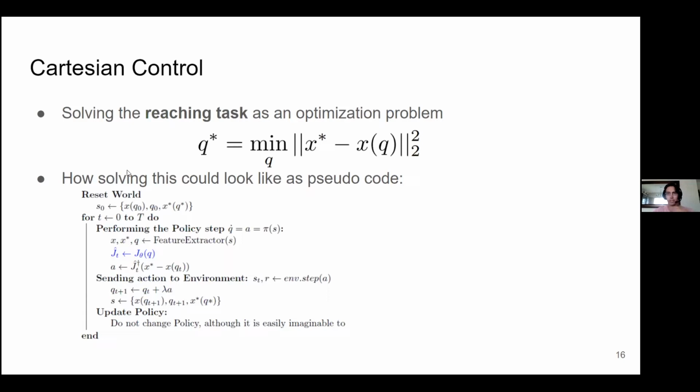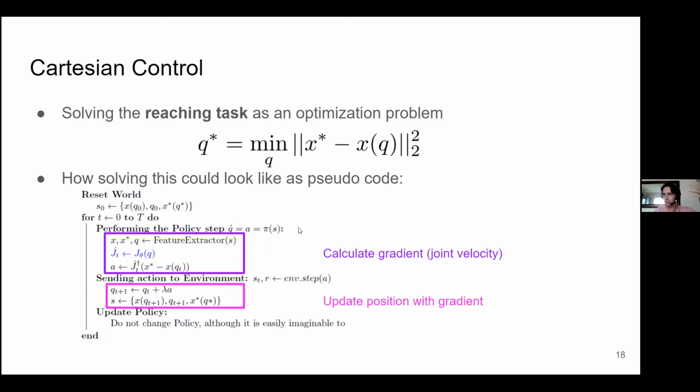If you wanted to put it into a control loop setting, you can define it something like this. In the first step, we calculate our gradients, which I'll say is taking an action with a policy or something, and these are interpreted as joint velocities. I'll explain what all these terms are and where they come from on the next slide in case you're confused. Then we send it to our environment, which is moving the robot around. In some sense, this is just running gradient descent on the joint angles to find this position, and that's the way you can solve it.